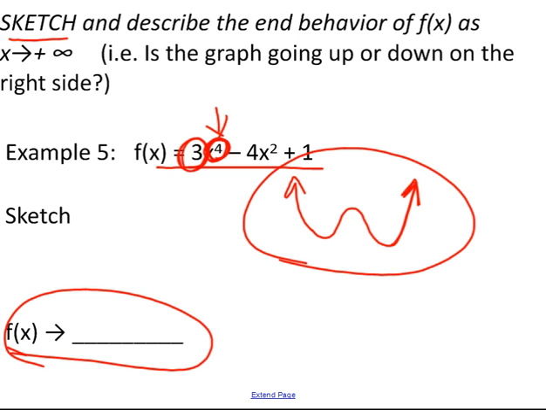So now I want to know the end behavior as x approaches positive infinity. X approaches positive infinity, that's the right side. On the right side, we're going up.